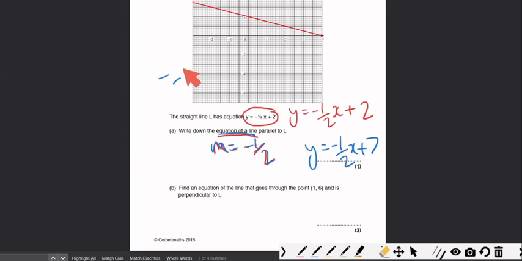Right, next question. Find an equation of a line that goes through the point 1, 6 and it's perpendicular. It needs to be perpendicular to this line, going at right angles this way. So one thing for sure is that its gradient is going to be the reciprocal of this. The reciprocal of this is, well, first of all, the reciprocal of a half is going to be 2 over 1. Right, 2 over 1. And the negative changes to a positive as it is.